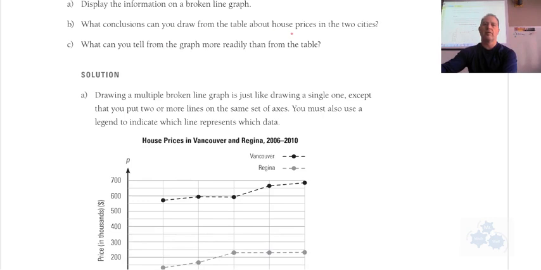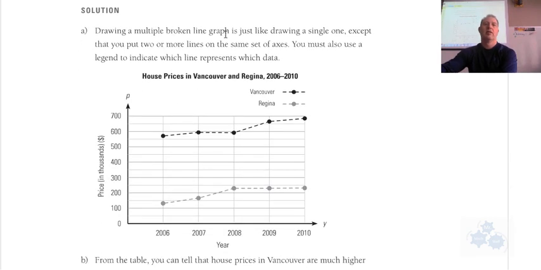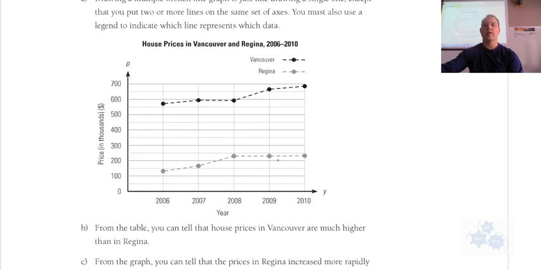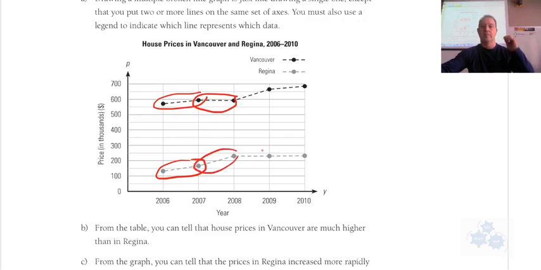What conclusions can you draw from the table about the house prices in the two cities? Well, this is what we had mentioned. They both generally increase. The house prices in Vancouver are quite a bit higher, almost 5 times as high. Is there any other similarity? Between these 2 years, they both grew, almost the same amount, right? Between these years, Vancouver went down and Regina went up quite a bit. So Regina had its largest growth when Vancouver went down.